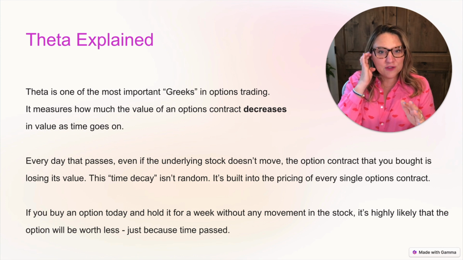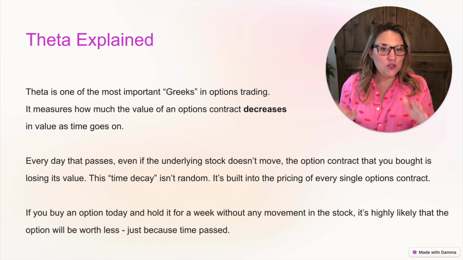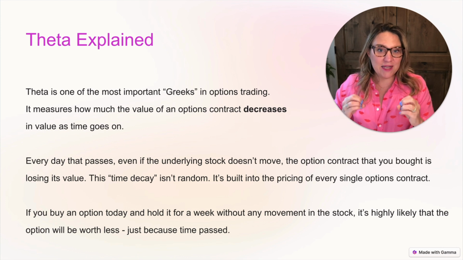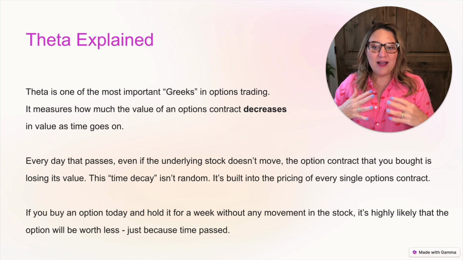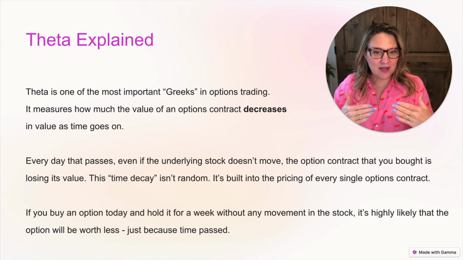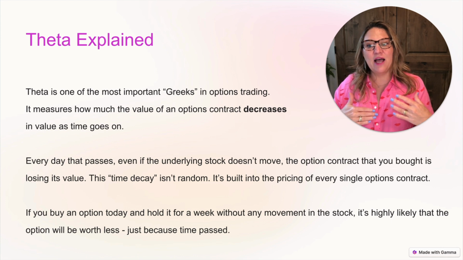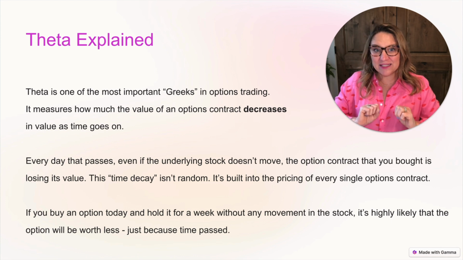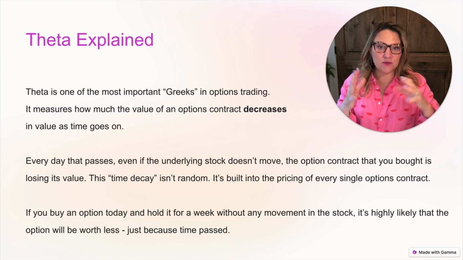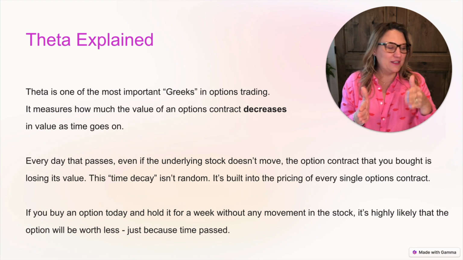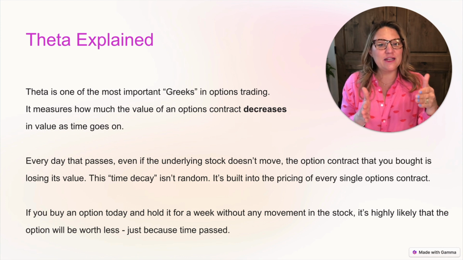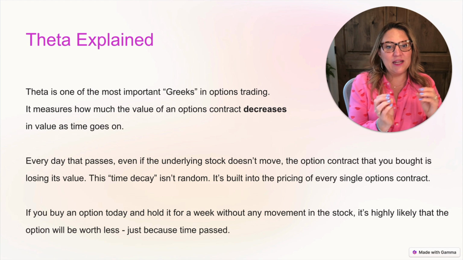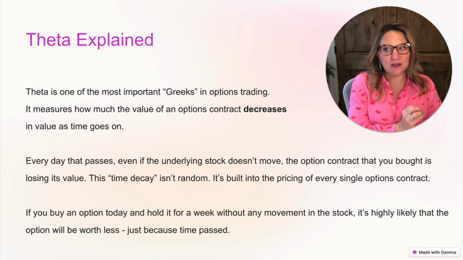That doesn't mean that your contract is going to lose value overall. There are other factors that influence your options contract, like movement in the stock price, but you need to understand theta. If you buy an option today and hold it for a week without any movement in the stock, it's highly likely that the option will be worth less just because time passed. Essentially, theta is a measure of the days in that contract, and every day that passes, theta is draining time value out of that contract.